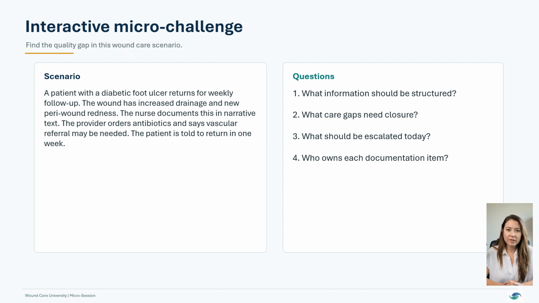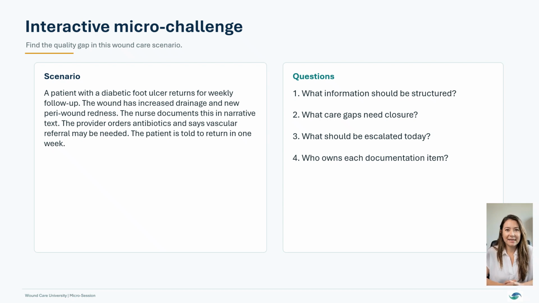Examples include wound measurements, drainage amount, drainage type, peri-wound redness, pain, infection signs, and whether there are systemic symptoms. Next, ask what care gaps need closure. If vascular referral may be needed, was it actually placed? If antibiotics were ordered, was the indication documented? Was the patient educated on warning signs? Was follow-up timing appropriate given worsening signs?